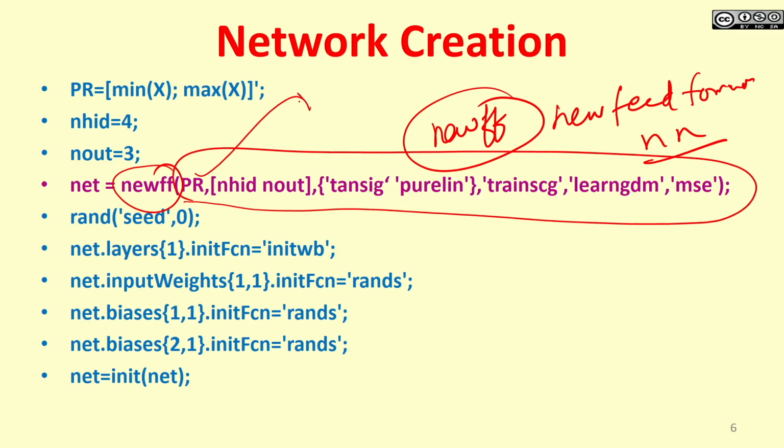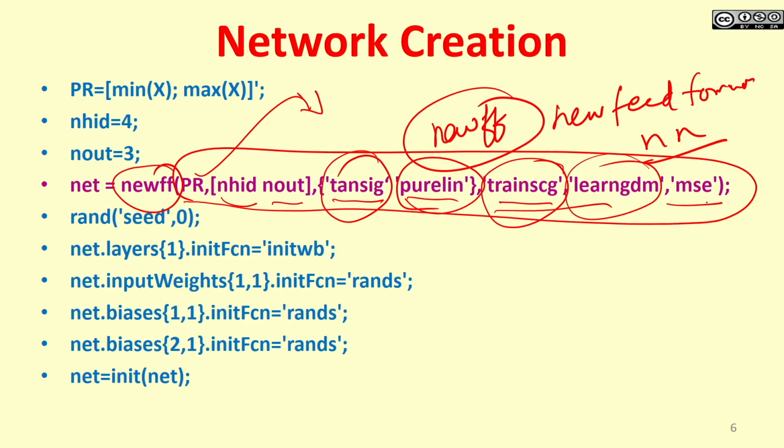So, first you have to give the maximum and the minimum value of the entire data, that is PR. Then you have to give the number of hidden layer neurons n hid, number of output nodes n out, and the activation function in all the layers. The tan sigmoidal activation function is between the input layer and hidden layer, and the pure linear activation function is between the hidden layer and the output layer. Then the training algorithm, such as scaled conjugate gradient or Levenberg-Marquardt. So, these are all the algorithms. What is the error measure? We have the mean square error measure. So, these are the complete things that you need to use for creating the network.